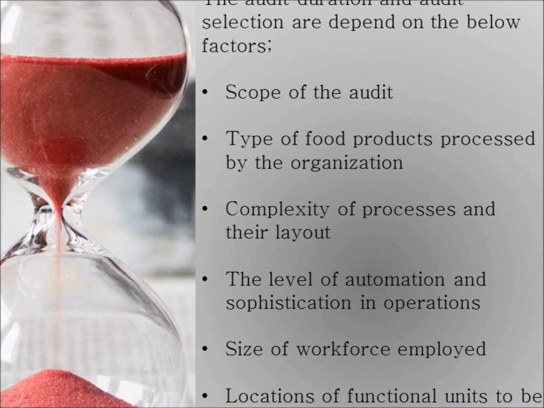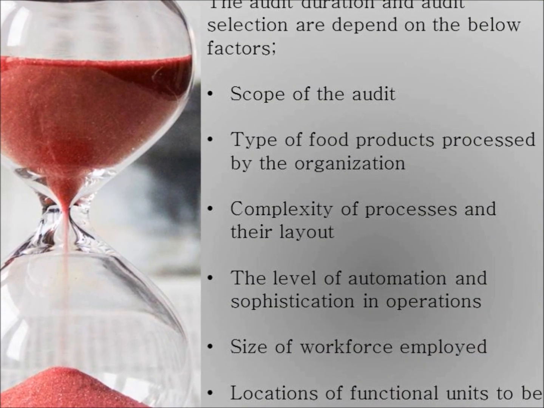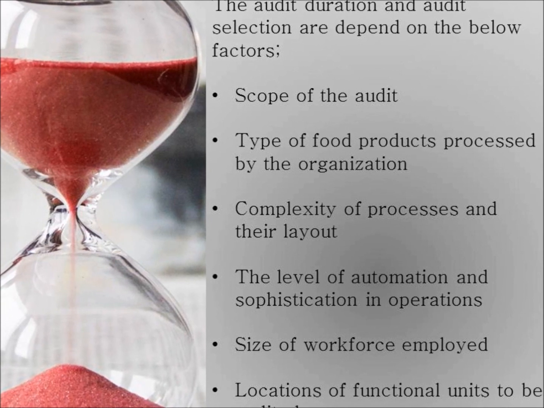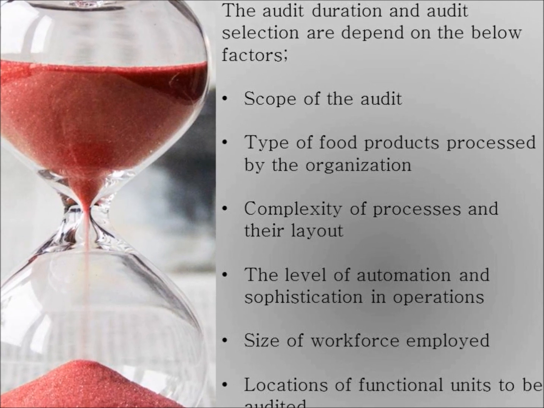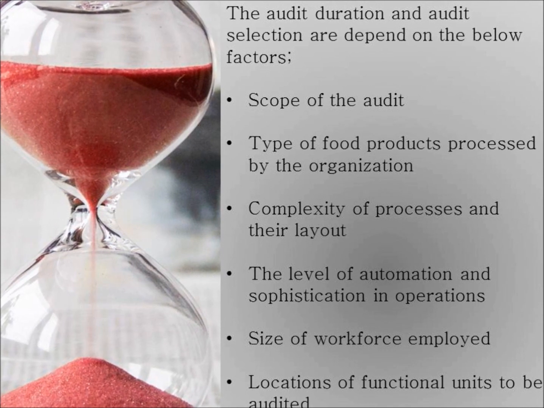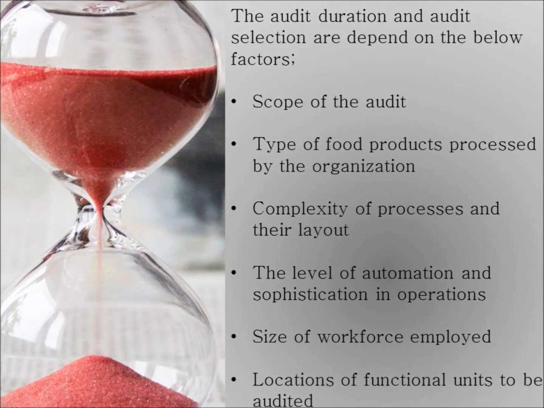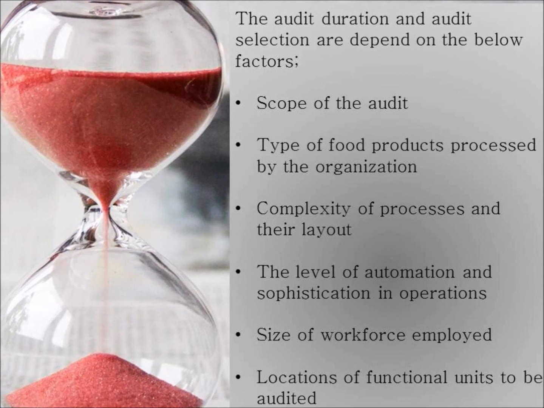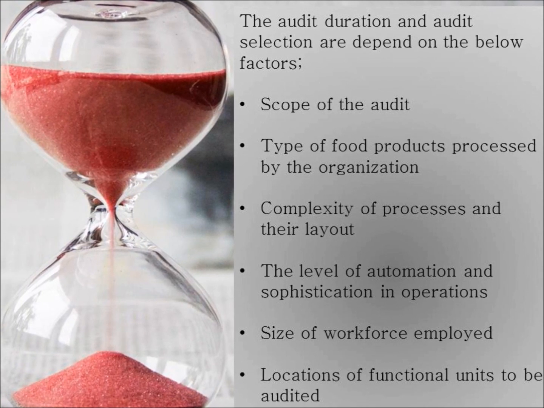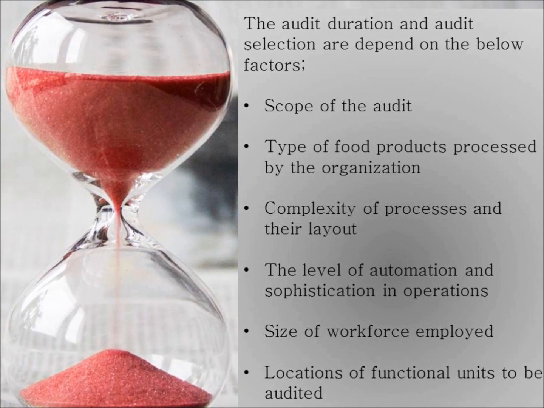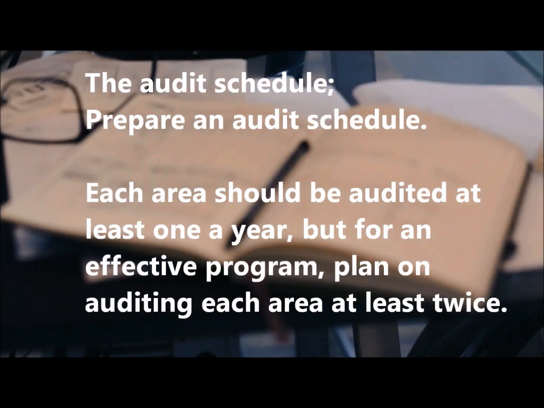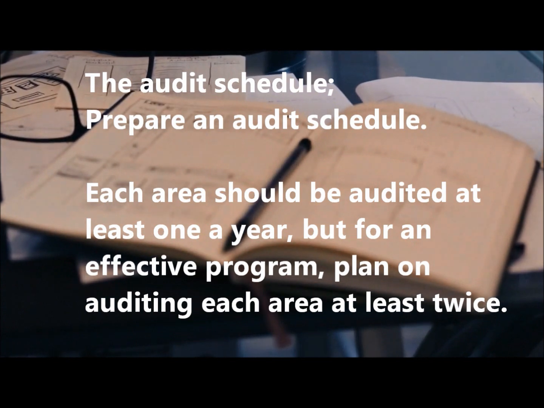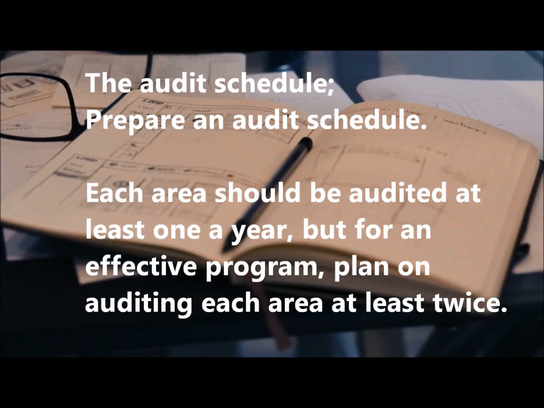However, the audit duration and audit selection depend on the below factors: scope of the audit, type of food products processed by the organization, complexity of processes and their layout, the level of automation and sophistication in operations, size of workforce employed, and locations of functional units to be audited. Each area should be audited at least once a year, but for an effective program, plan on auditing each area at least twice.